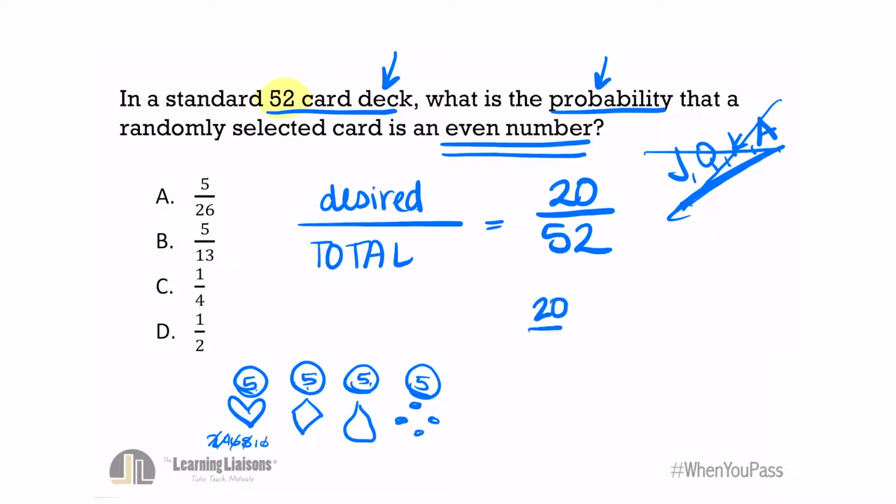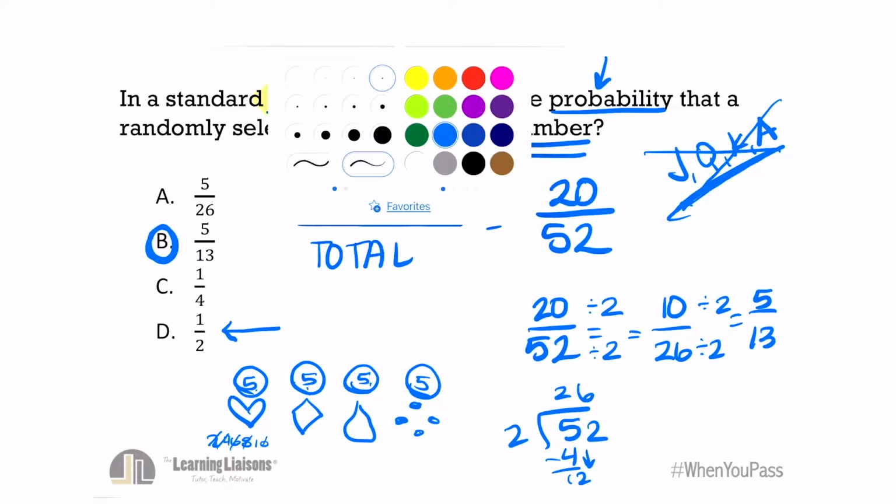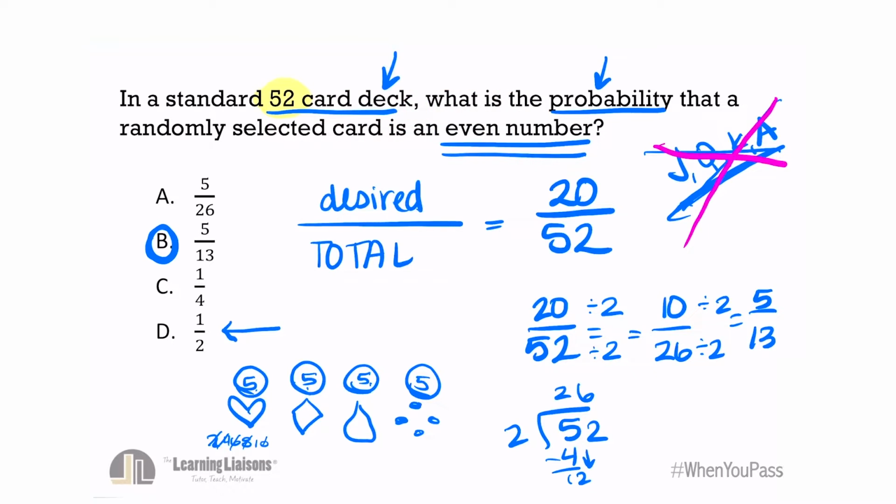Now I can go ahead and simplify that. I'm going to divide them both by 2. And that's going to give me 10 divided by 52 divided by 2. I could use my calculator, but I'm not going to for this. 26. Now I'm going to divide them both by 2 again. And that gives me 5 out of 13. One misconception or one common error that people are going to make is they're going to choose half because they are going to automatically think, well, half the deck is even and half the deck is odd. But remember, we cannot include the jacks, queens, kings, and aces.